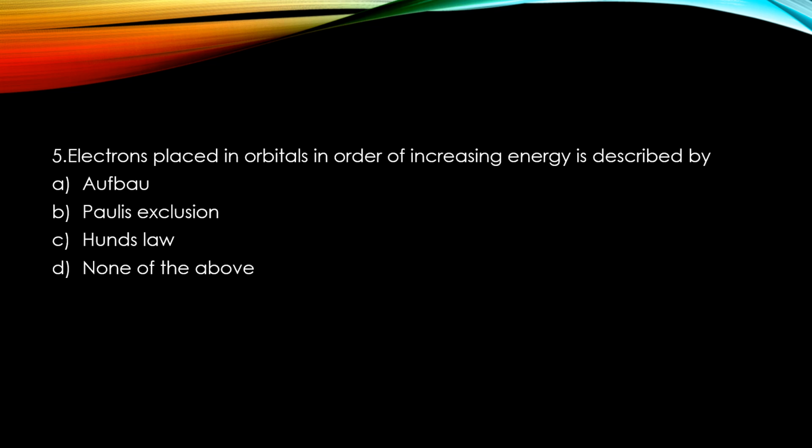Fifth question is electrons placed in orbitals in order of increasing energy is described by Aufbau principle, Pauli's exclusion, Hund's law, or none of the above. And our answer is Aufbau principle.